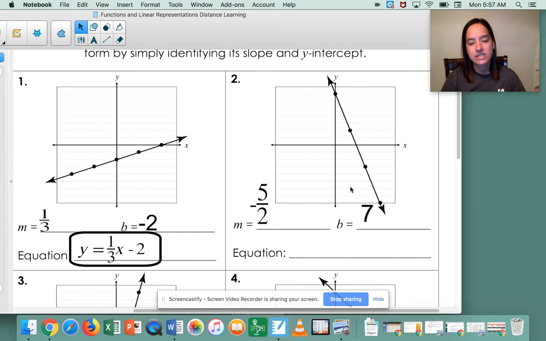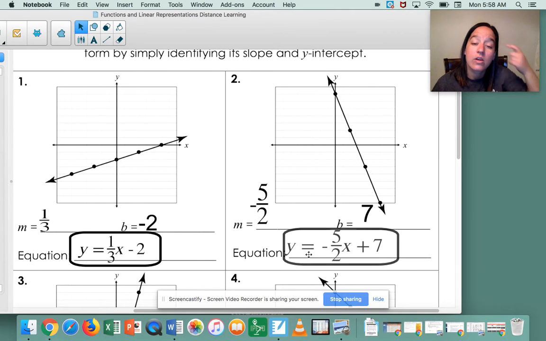You'll notice I didn't change that to be a mixed number. I can simplify my slope, but I'm not changing things to be mixed numbers because it's a ratio. Slope is a ratio, your rise over your run. So I can't make it a mixed number. I keep it improper. Just make sure I simplify it. So here my equation ends up being y equals negative 5 over 2x plus 7.